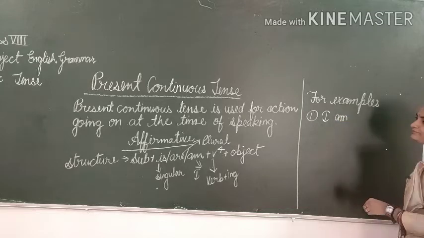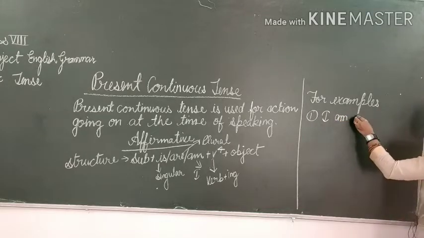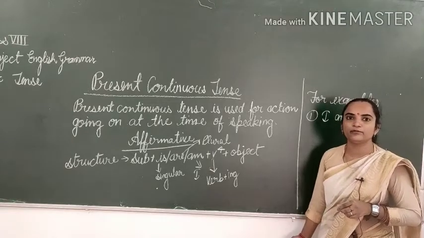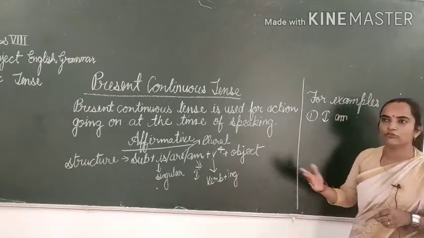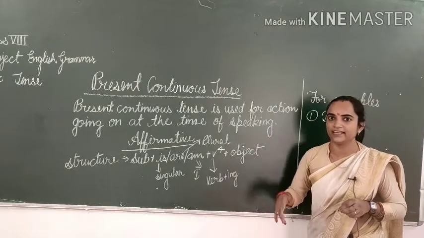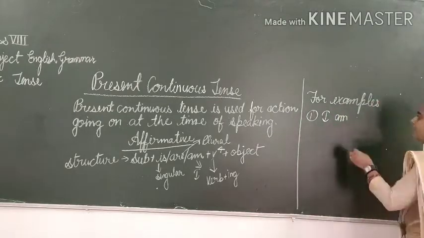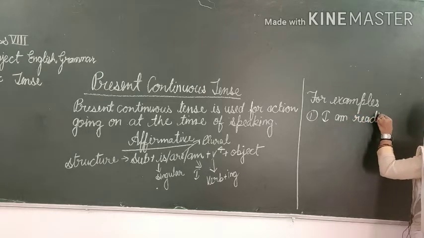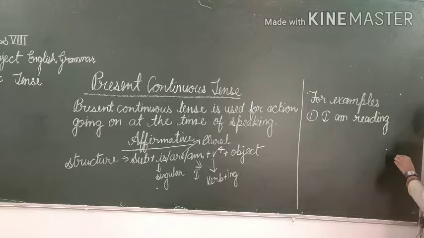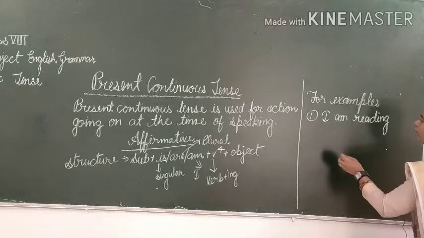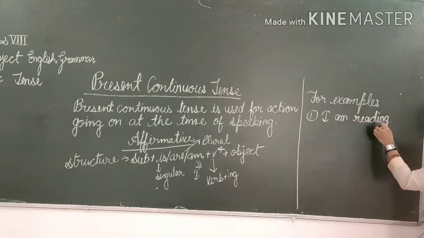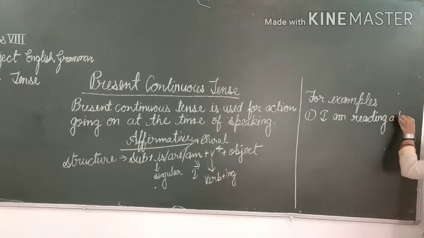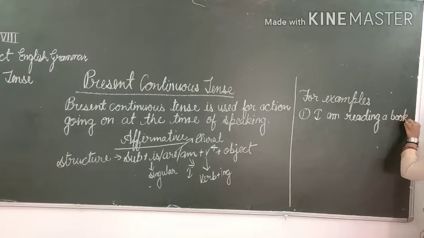Then after V4 means if we will take the base form eat, so it will be changed into eating, go, going, come, coming, take, taking. I am reading. Then we will add the object according to the verb. What I am reading? A book. I am reading a book.